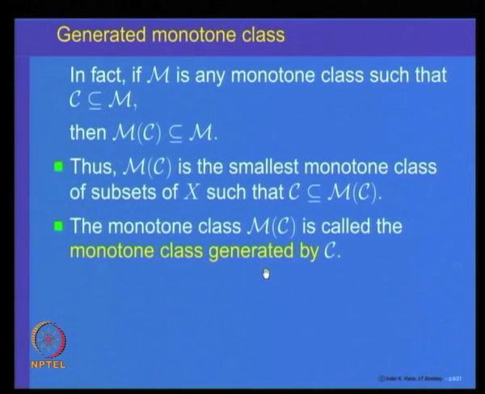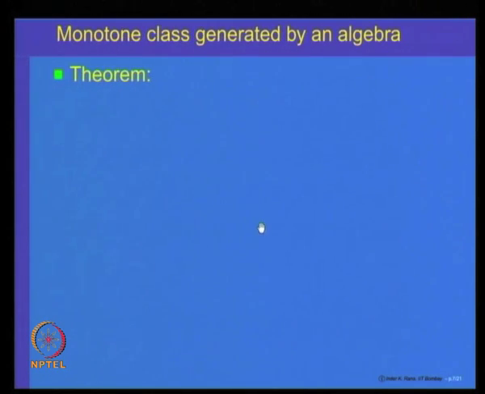So, given a collection C of subsets of a set X, we are able to generate an algebra out of it, we are able to generate a monotone class out of it, and we are able to generate a sigma algebra out of it. The next question that we want to analyze is what is the relation between these collections. So, we want to prove a theorem which relates these concepts.